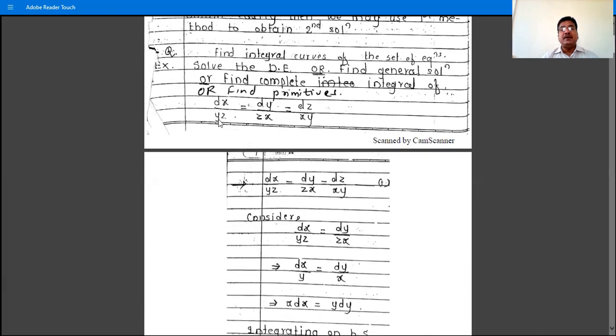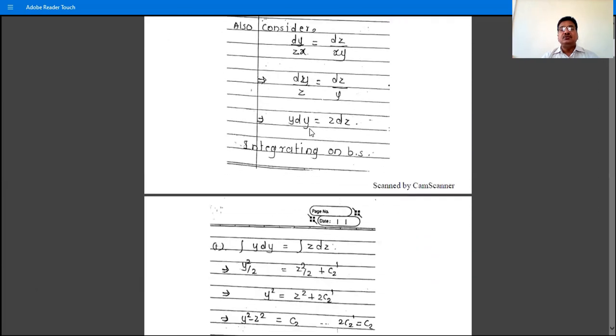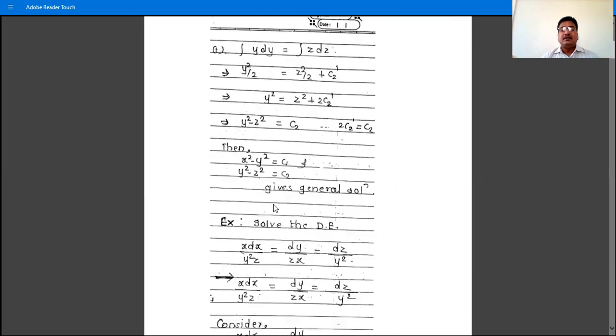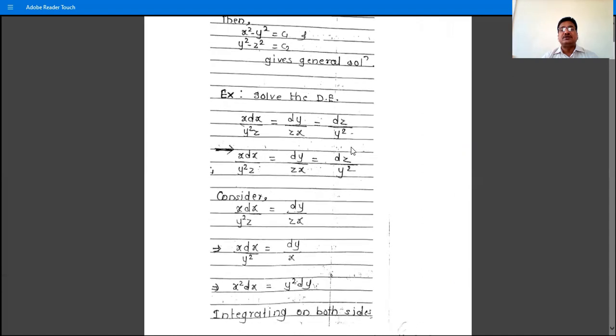If you consider dx by yz and dz by xy, then this y gets cancelled, and then we have an equation of the type dx by z and dz by x. Okay, so we have the two solutions. Any two solutions, then we say that these two solutions combined form the general solution.